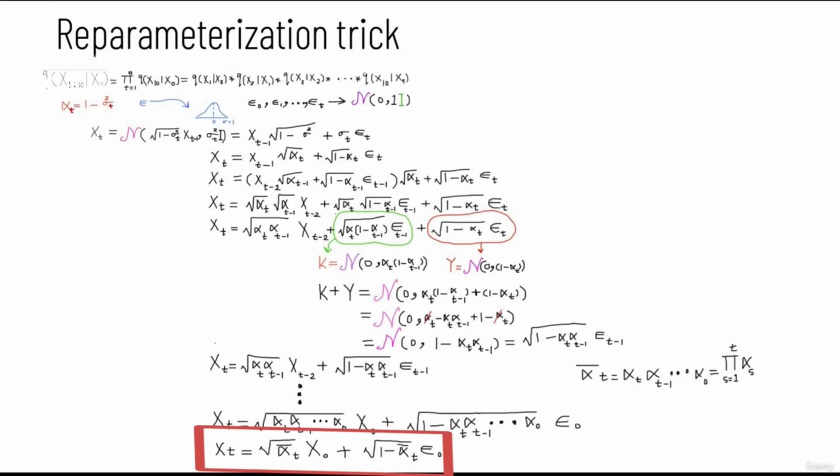So now we can write our final distribution like this. Xt is equal to the square root of alpha bar t times x0 plus the square root of 1 minus alpha bar t times epsilon 0. So now we don't need the joint distribution anymore. We could reach q of xt given x0 by using the reparameterization trick, and we can use this distribution to give us xt directly.